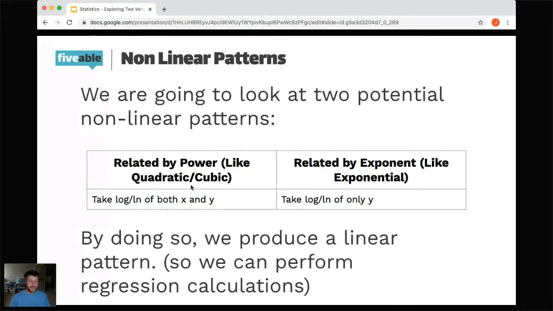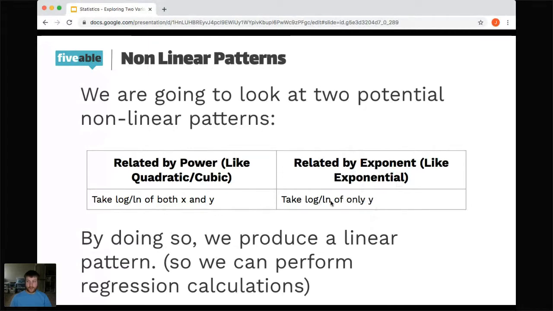So again, if it's related by power, like a quadratic or a cubic equation, you're going to take the log or the natural log of both sides. And if it's related by exponent, like an exponential curve, like 2 to the x power, so not x to the second power, but 2 to the x power, you're only going to take the log of y, which makes sense because the log or the natural log is the inverse of exponential.